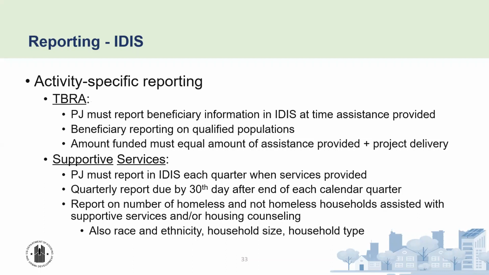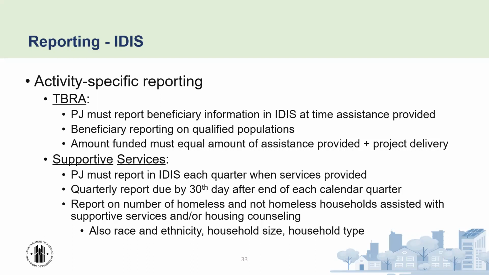So let's move on and discuss reporting for tenant-based rental assistance activities in IDIS. For TBRA, the PJ must report household-level information at the time assistance is provided. The PJ is required to report on the qualifying population of the beneficiary household for all HOME-ARP TBRA activities because assistance must be provided to households that are qualifying populations.